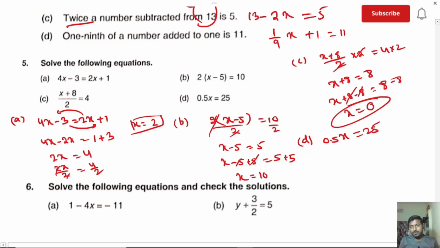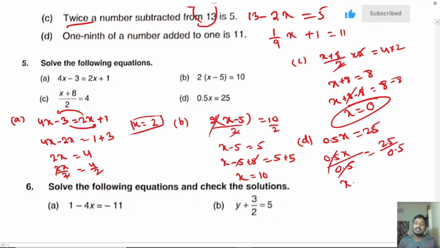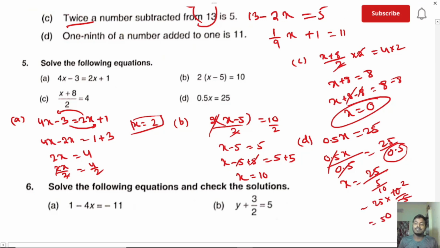0.5x equal to 25. 0.5x by 0.5 equal to 25 by 0.5, so 0.5 cancels, x equal to 25 by, when we convert into a fraction, it will be 5 by 10. Now 25 into 10 by 5, 5 2s are 10, 25 2s are 50.